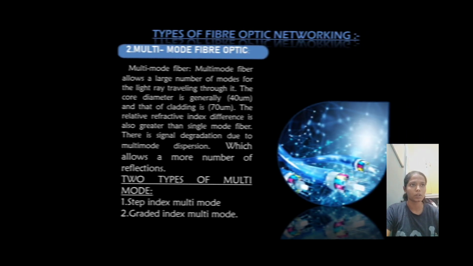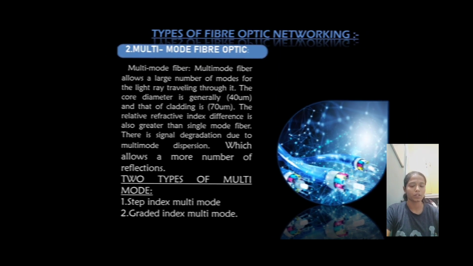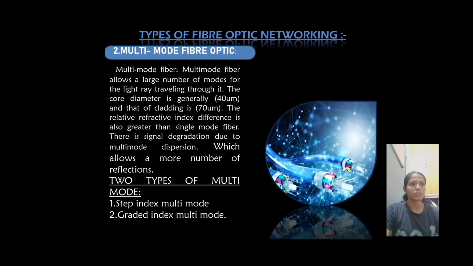Now we'll discuss multi-mode fiber optic networking. Multi-mode fiber allows a large number of modes of light rays traveling through it. The core diameter is generally about 40 micrometer and the cladding is 70 micrometer. The refractive index difference is also greater than the single mode fiber. There is signal degradation due to multi-mode dispersion, which allows more reflections.